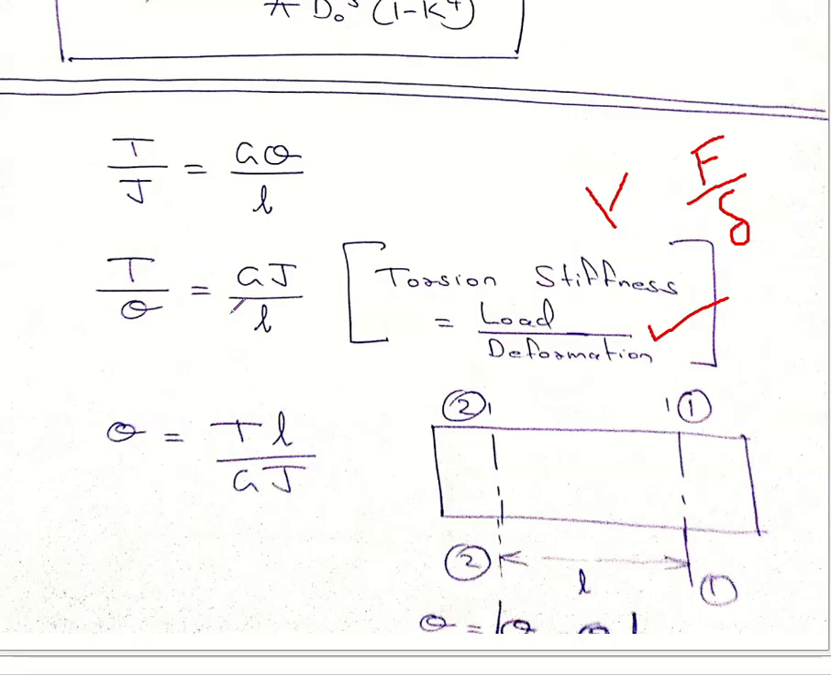And I must remind you that whenever you apply theta in this equation, it is in radians, not in degrees. You will have to apply all theta values in radians, especially when theta comes along with sine or cos. So T by theta is GJ by L. So GJ by L is also a form of torsional stiffness.